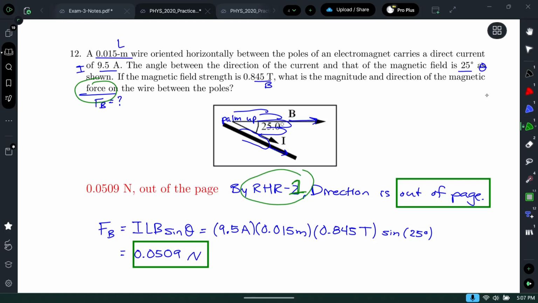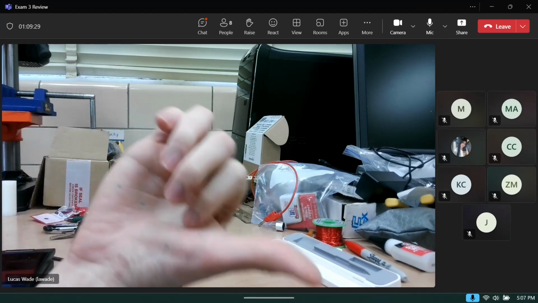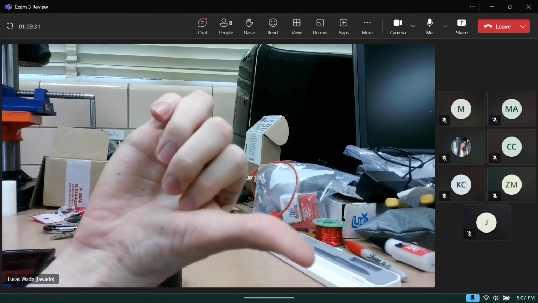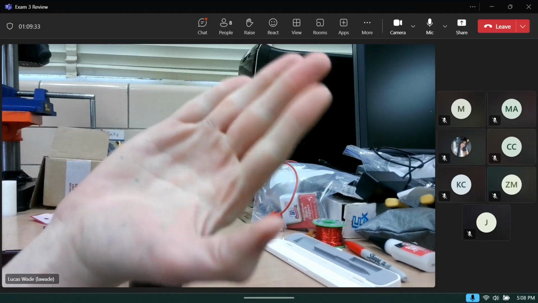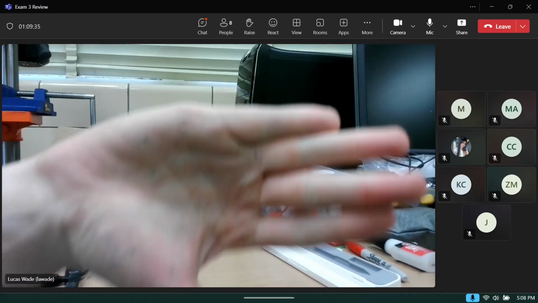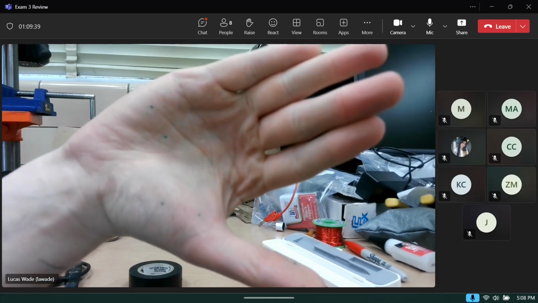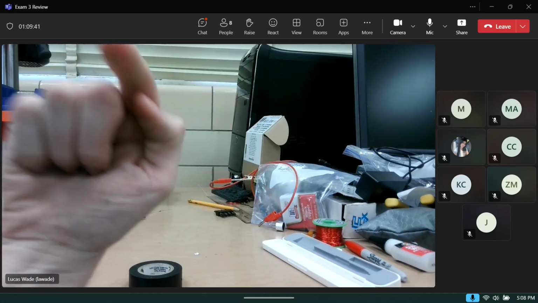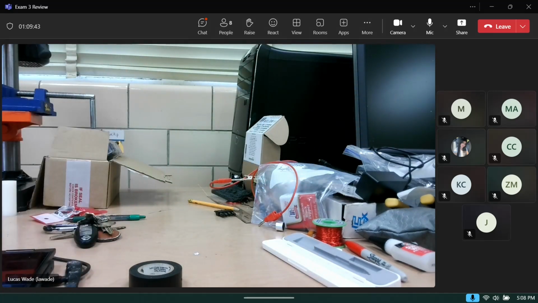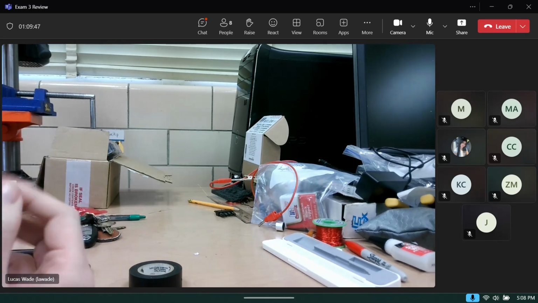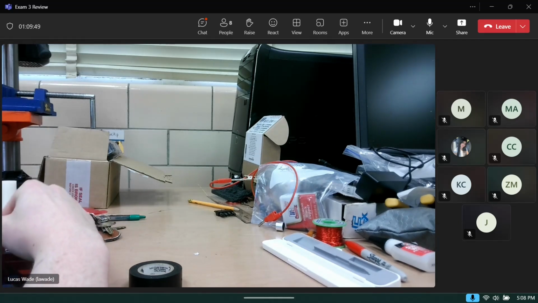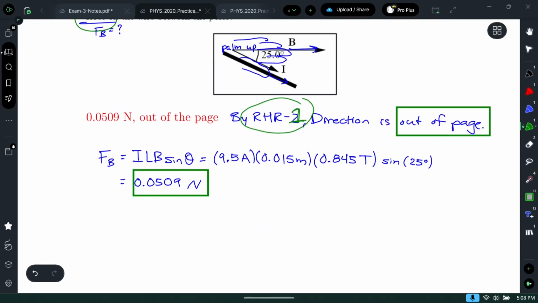This is still right-hand rule 1, and we can apply it by saying it's showing current kind of going down at an angle like this, and it's showing the field sort of to the right. This is again getting a little uncomfortable, but you can see my palm is facing out of the screen. And for current, you don't have to worry about positive or negative. It's always assuming positive charge because that's the conventional current that they're showing you. All right, so that's how I got out of the page.